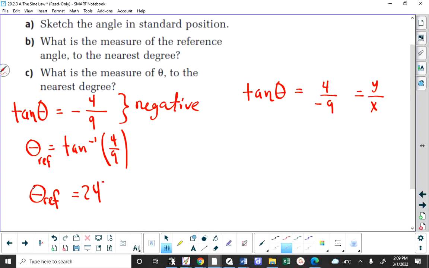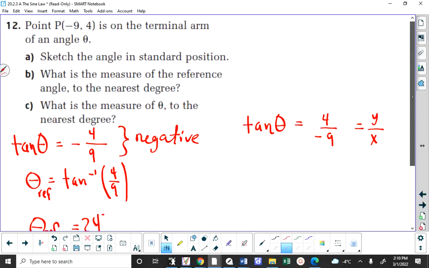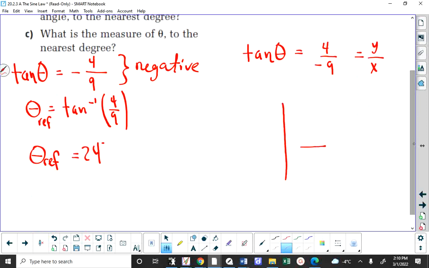Because it tells you the point is -9, 4. Is that what it says for this question? -9, 4. So you know it's over here, where x is negative and y is positive. So in this case, you draw that reference angle of 24 degrees. And you find the rotation angle, which is what I'm indicating using the black pen this time. And you would take 180 minus 24. Okay.